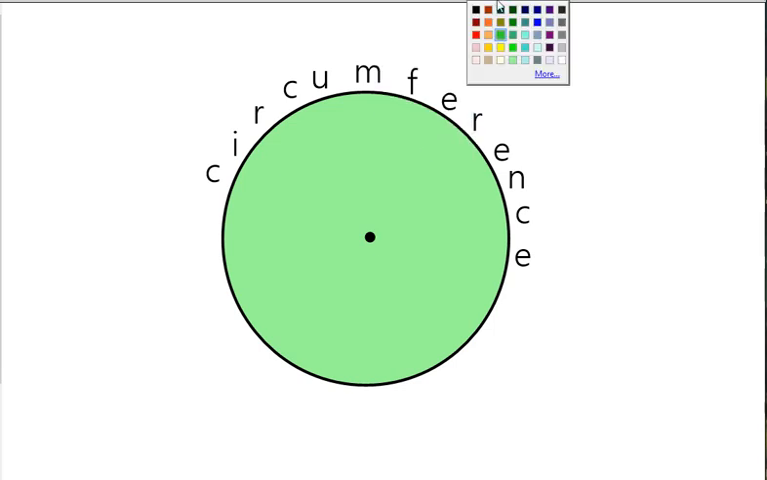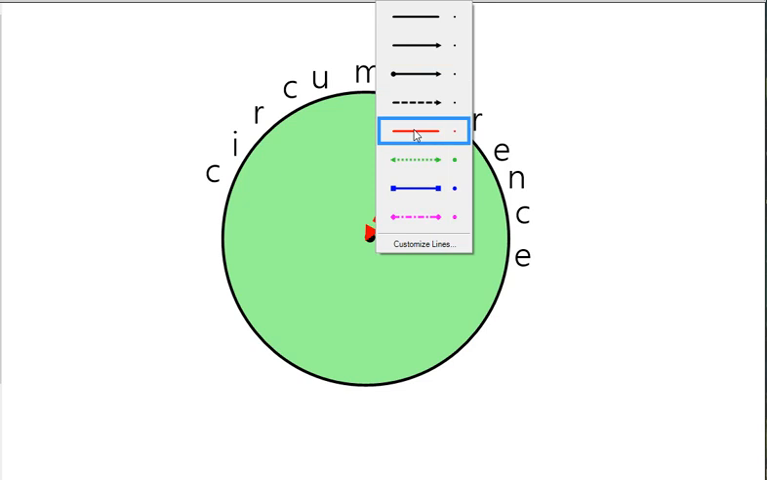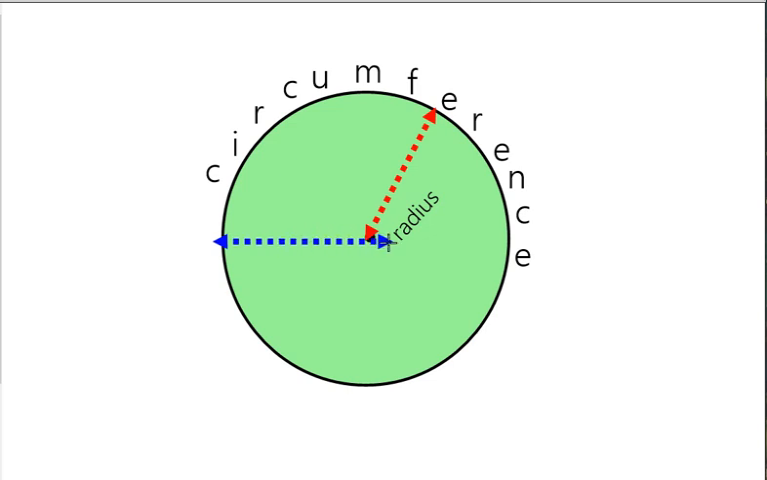Now, for many parts of the circle, you need to know about two lines. The first is a line that travels from the center of the circle out in a straight line to one end, and that is called the radius. The radius relates directly to another line, and this line goes from one side of a circle through the center and out to the other. This line is called the diameter.